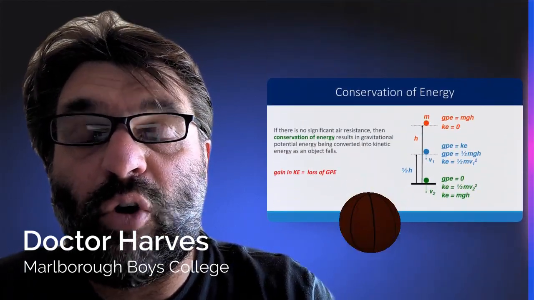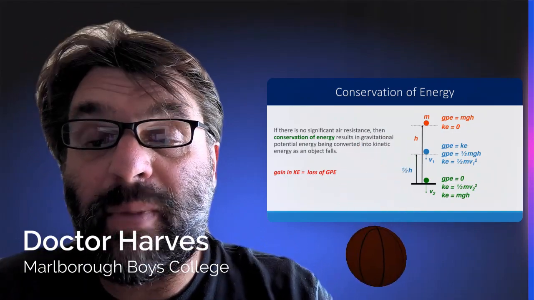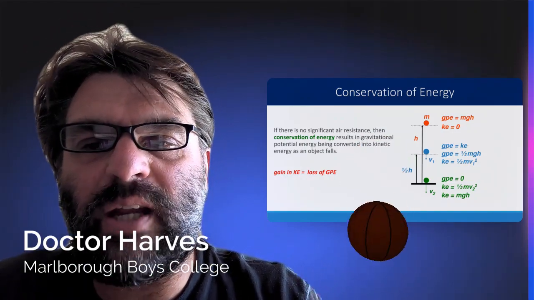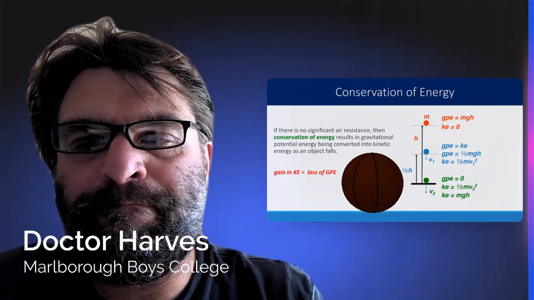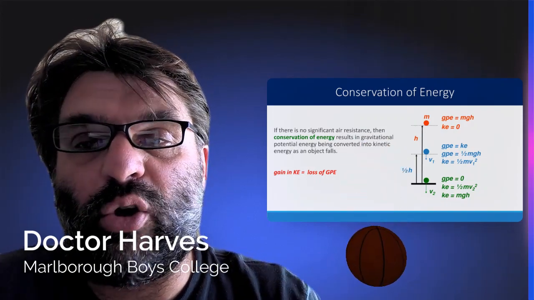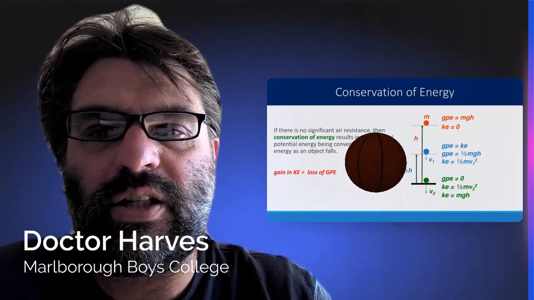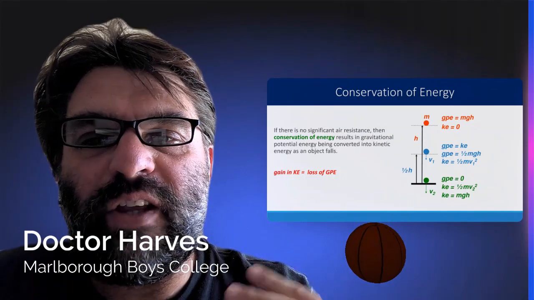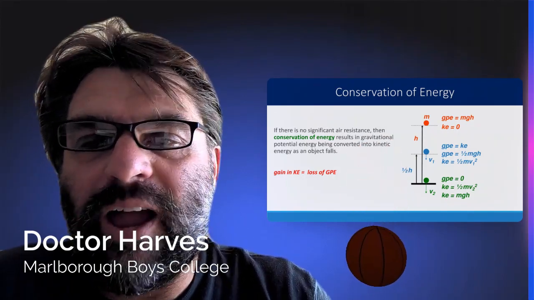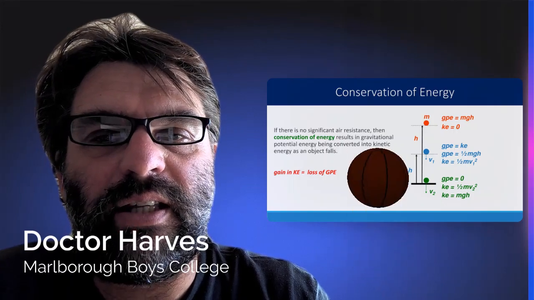So in terms of conservation of energy in a system, the total amount of energy is the same, but it's shared between the potential energy and the kinetic energy. So because we've been focusing on gravitational potential energy, that's what we'll look at in this particular slide. Okay, so if there's no air resistance, then you have conservation of energy. The total energy of the system stays the same.